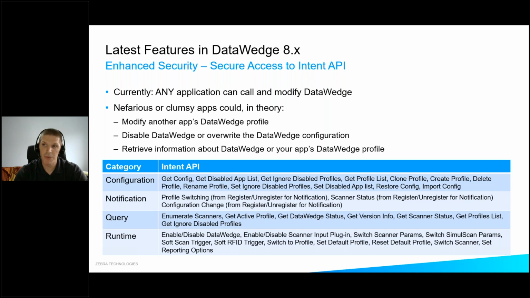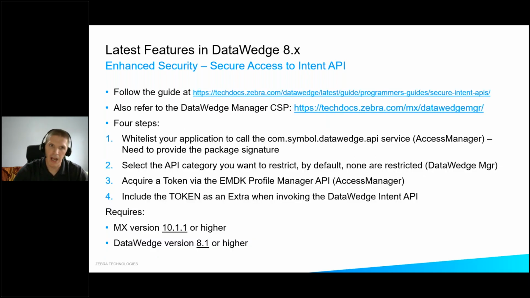And as an administrator, we can choose to prevent applications from accessing any of these categories, and we can whitelist specific applications which we allow to call the DataWedge API. So if there's an application that we want to be able to call the API, we can whitelist it, but there also needs to be some change made to that application as well. Kathy did mention that there's a programmer's guide for this on TechDoc, so follow that guide.